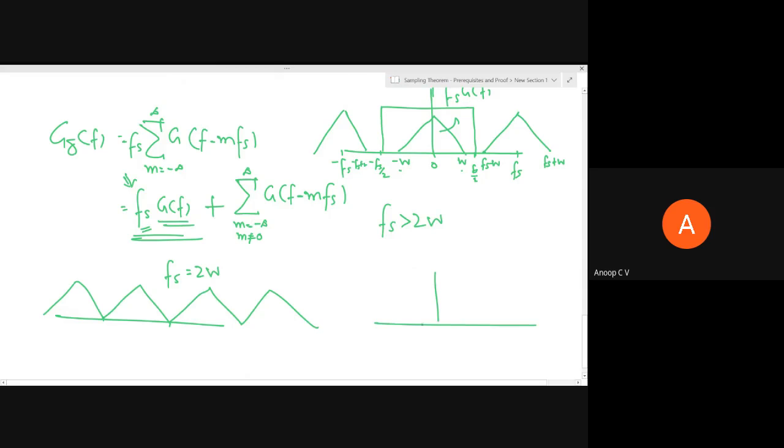If fs is greater than 2w, then the replicas will be separated by a spectral null, separated by a long gap. So in this case also there is no aliasing, when fs is greater than 2w.